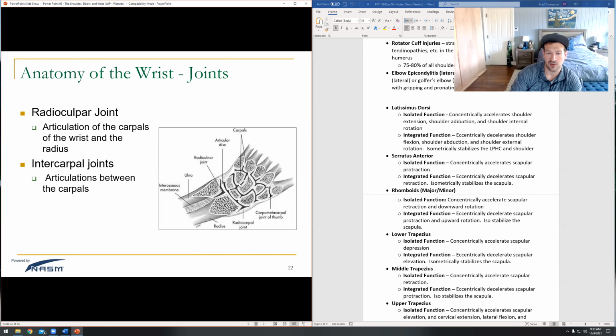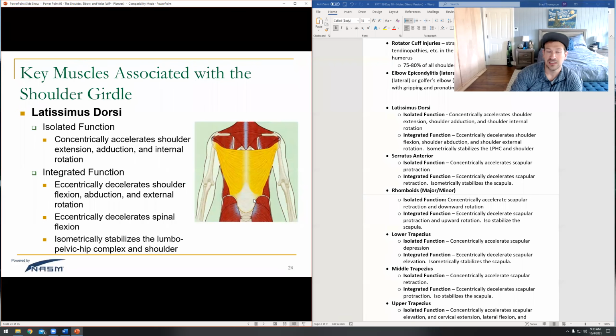The joint cavity is really unique. That's why they sometimes call this a false joint. But that's that whole area right in there. But like I said, we're not gonna spend a ton of time on wrist stuff today.